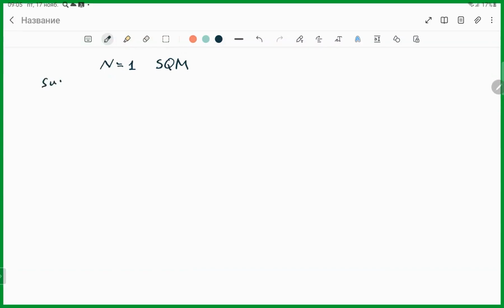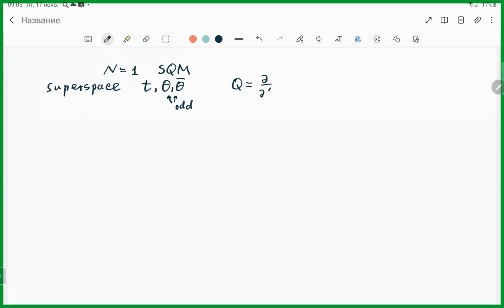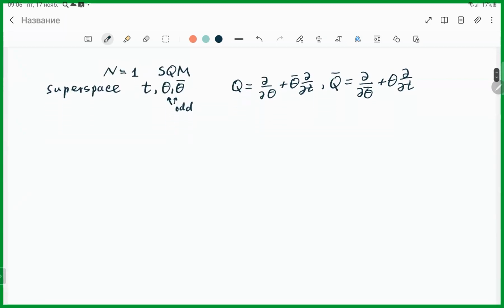We had a superspace with coordinates t, theta, theta bar. These were odd. We had operators of supersymmetry, and operators that were commuting with them.